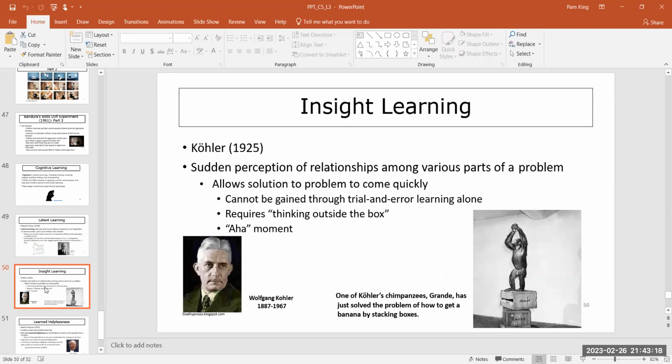He put the chimps one by one in the room with the fruit crates to see what they would do to get food. And as you see in the picture, they would use insight learning. They would drag the fruit crates over to where the fruit was hanging, stack one on top of the other, climb on top, and retrieve the fruit.